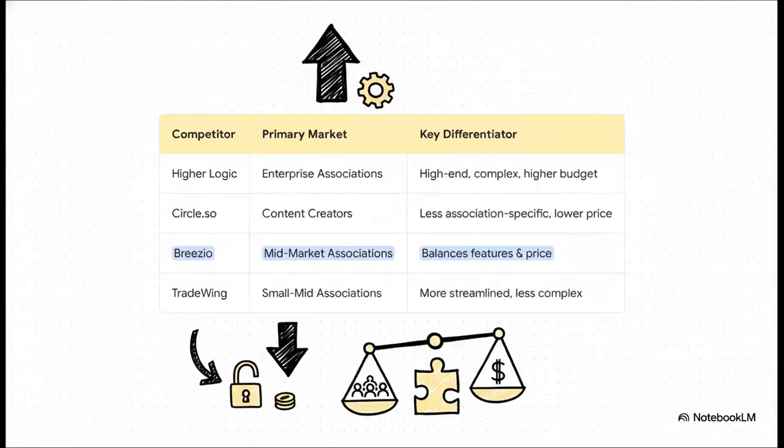This table does a great job of showing where Breezio lives. It's right in that mid-market sweet spot. It's trying to be more powerful and more association-focused than a general tool like Circle, but way more accessible and less overwhelmingly complex than an enterprise giant like Higher Logic. For many associations, that's the exact niche they've been looking for.